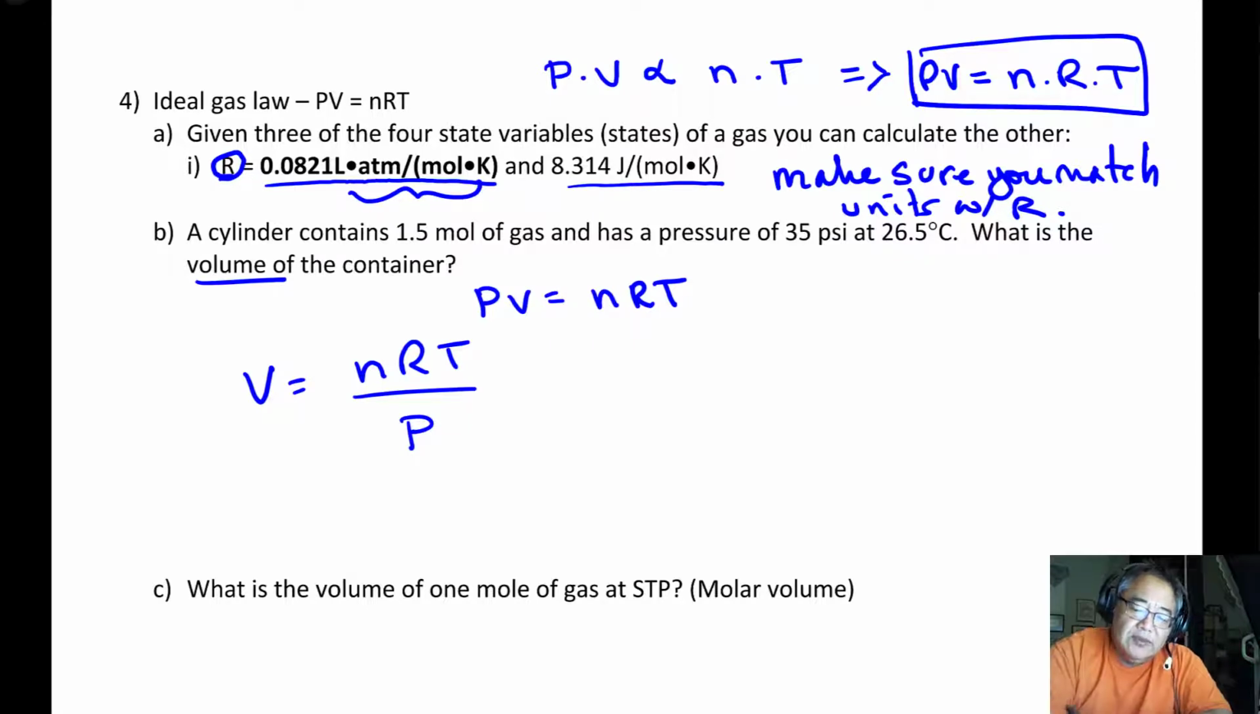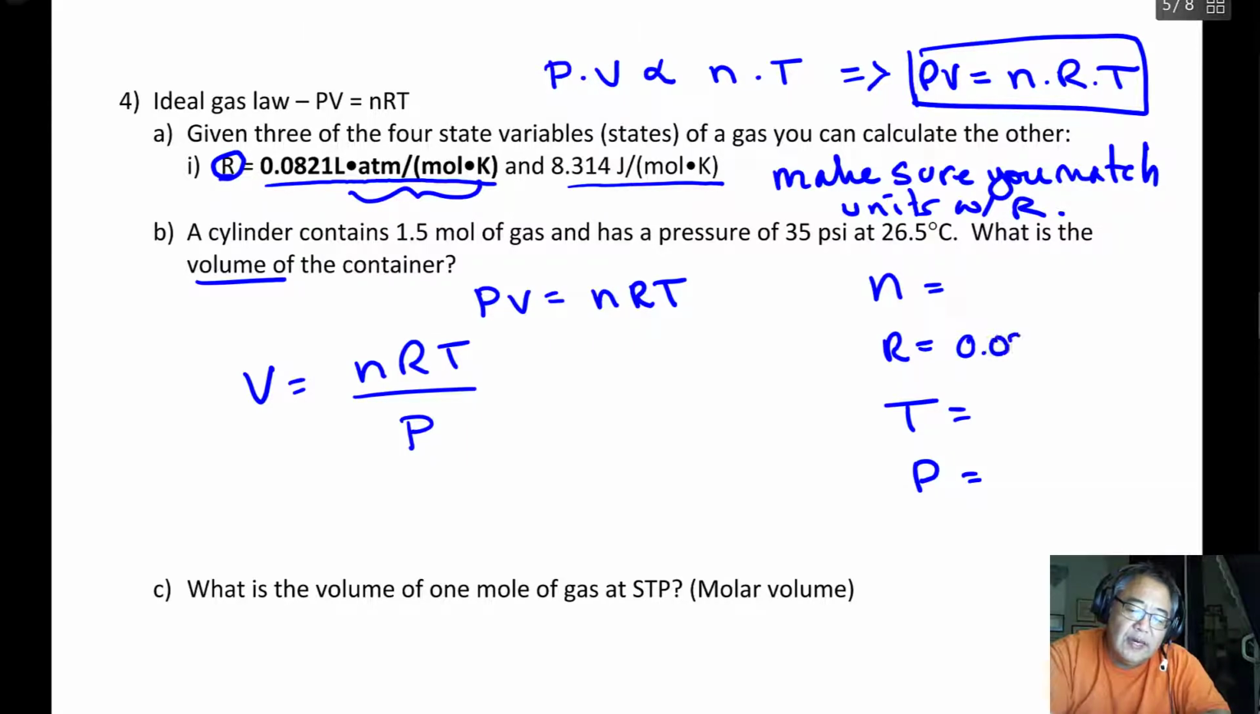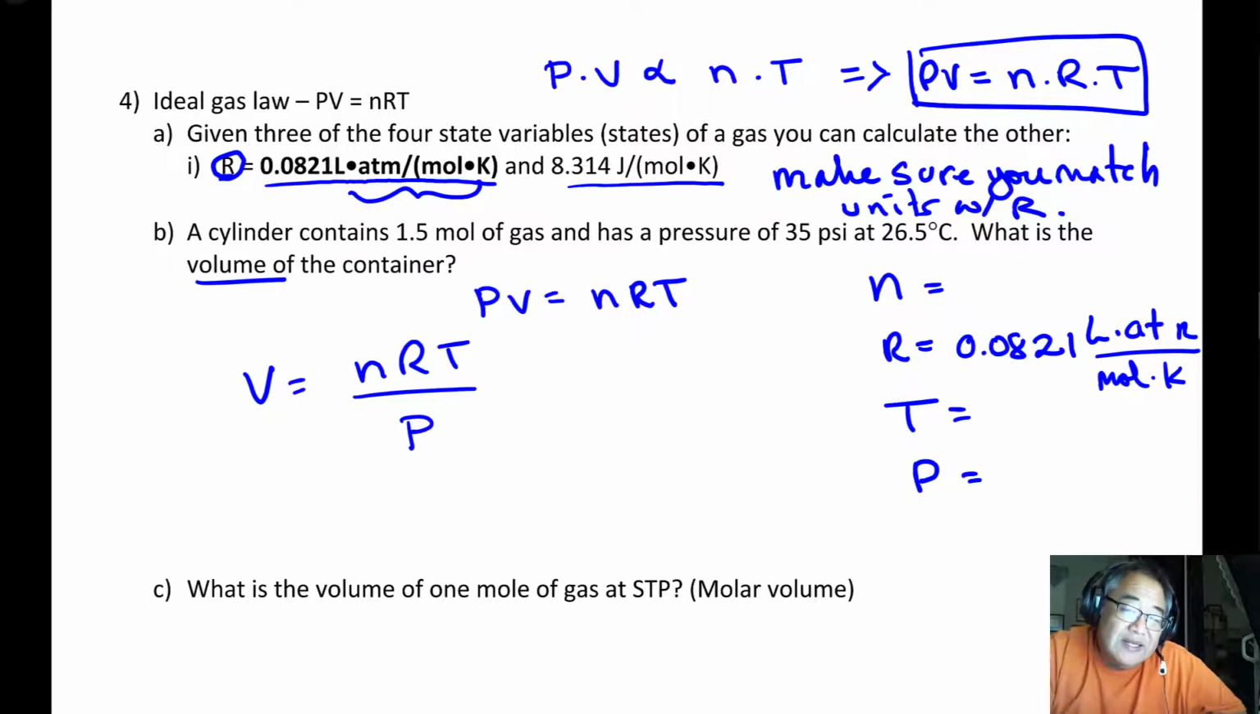So now, I always tell people to do this. Write the variables down. I have N, R, not really a variable, it's a constant, and T, and I have P. And then the first thing you want to do is write out the value for R. So it's 0.0821, and that's liters times atmosphere, divided by moles times Kelvin. And really, you don't have to write the value here. What's really important is that you have the units here.